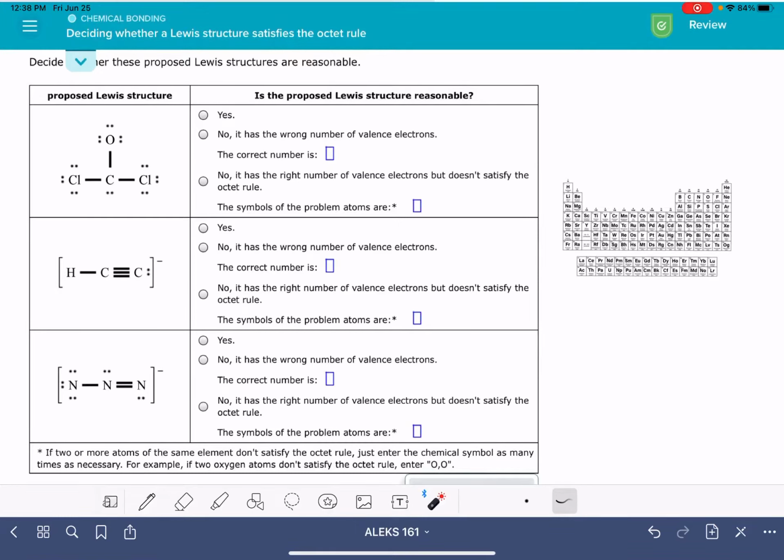In this video, I'll show you how to solve the ALEKS problem called deciding whether a Lewis structure satisfies the octet rule. In this problem, you're going to be given 3 different Lewis structures. One of the things that you're going to do is decide whether or not it satisfies the octet rule, but you're also going to be asked to determine whether or not the drawing has the correct number of valence electrons. So it's a little bit more complicated than what the title implies.